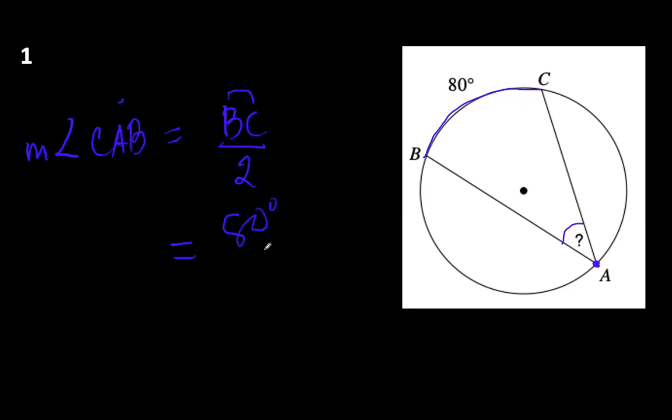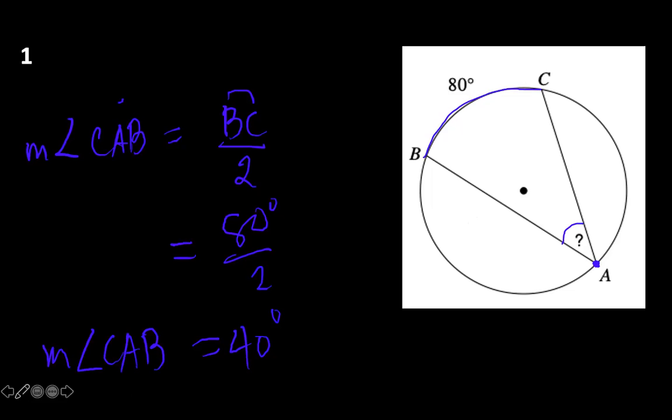So if this is 80, so half of 80, we know that the measure of angle CAB is equal to half of its intercepted arc BC. So since we're looking for the measure of the angle CAB, the arc is 80 degrees. 80 degrees over 2 is equal to 40 degrees. So that's the measure of CAB.